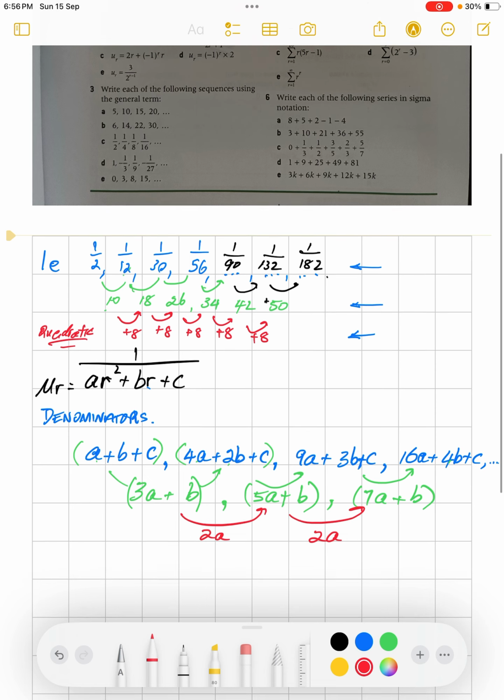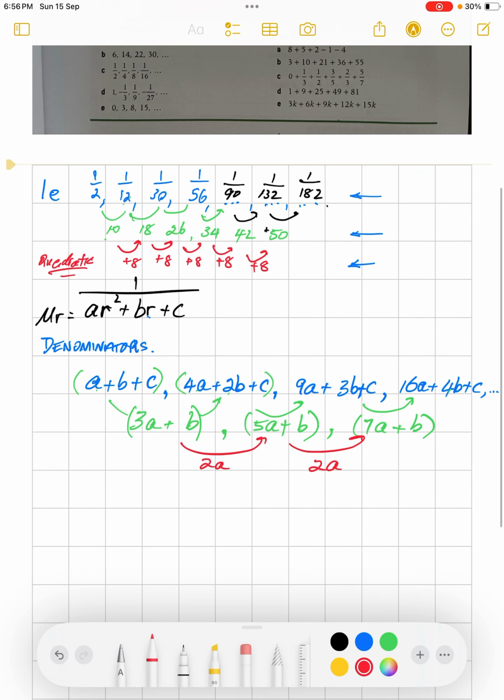Now we use a little bit of algebra here to match each of these. I want to match this last one with this number here, because 2a is 8. We've just found our a value. A is 4. So we now know that it's going to be 4r squared plus something.